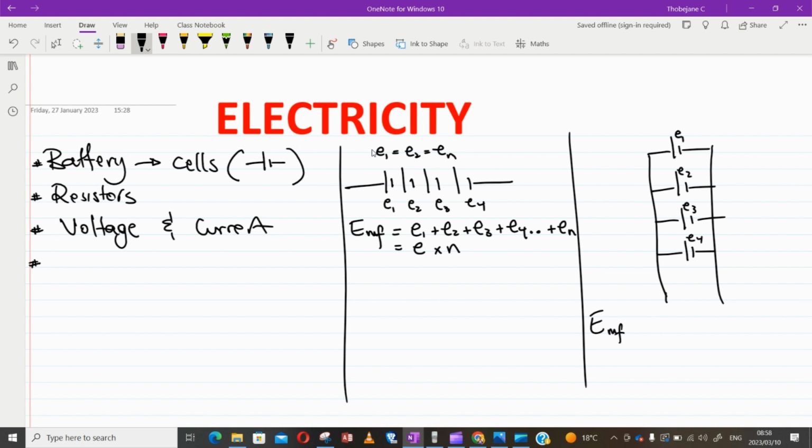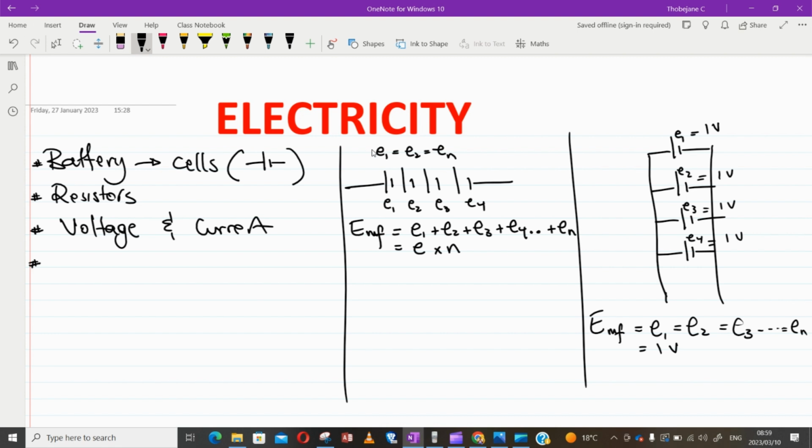It means that the total EMF present in that particular circuit will be equal to E1, equal to E2, equal to E3, and if you have many, it will be equal to En. This means that if E1 was 1 volt, then E2 1 volt, E3 1 volt, E4 1 volt. Therefore, EMF will be equal to 1 volt.